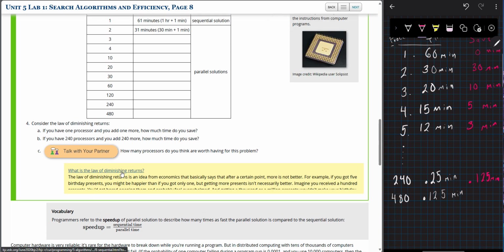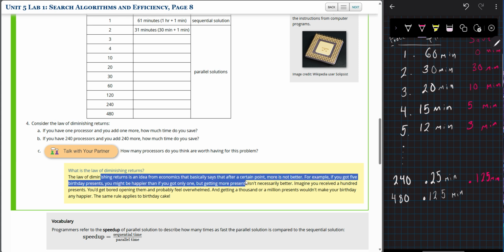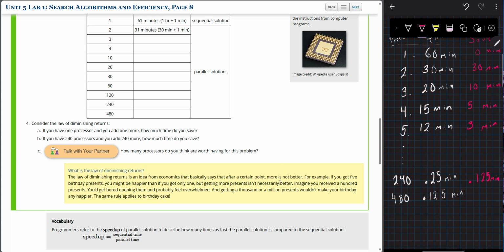So click on this thing right here. The law of diminishing returns is an idea from economics that basically says after a certain point, more is not better. Exactly. So more is not better.